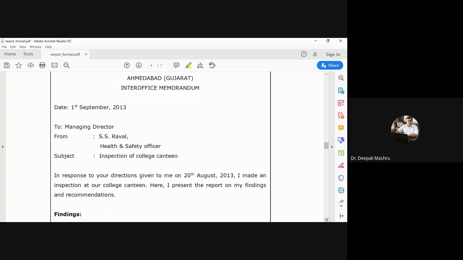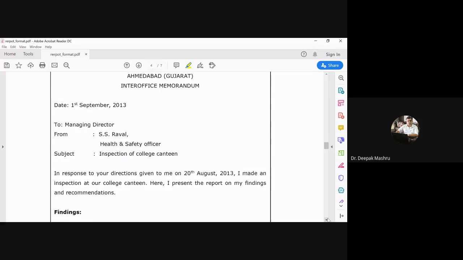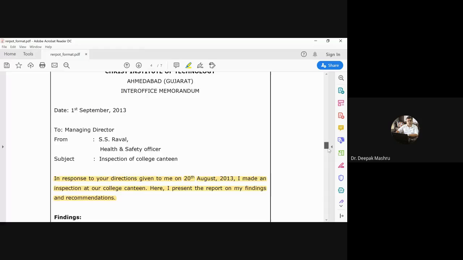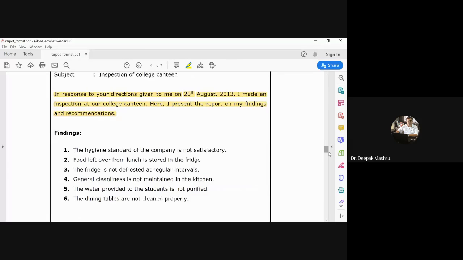From SS Rawal, Health and Safety Officer. Subject: inspection of college canteen. In response to your directions given to me on 20th August, I made an inspection at our college canteen. Here I present my report, findings and recommendations. The date is 1st September, so it takes around 10 days. If you take 10 to 12 days as a buffer, it will do, right?